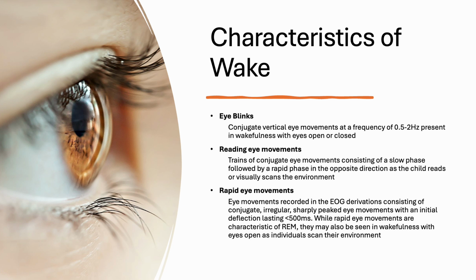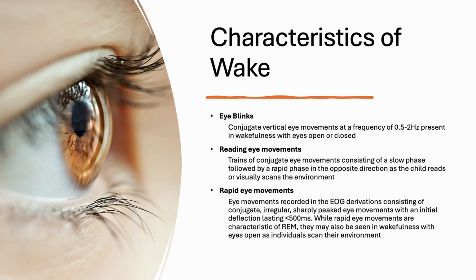Reading eye movements are trains of conjugate eye movements consisting of a slow phase followed by a rapid phase in the opposite direction as the child reads or scans the environment. It'll look like an eye deflection that's slowly moving down, and then moves up quickly, like down, down, down, down, down, up, down, down, down, down, up.